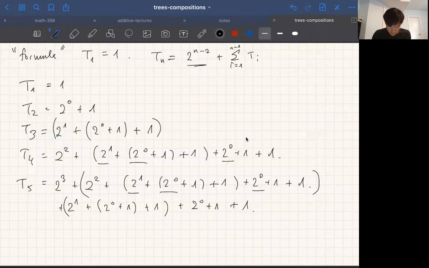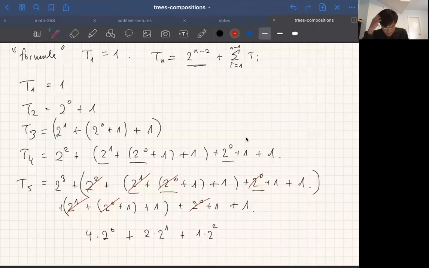Now, how many times does 2 to the 0 show up? 2 to the 0 shows up 4 times. Okay, this might be a pattern. 2 to the 1 shows up twice. 2 to the 2 shows up once. So let's cross all those out. And now how many 1s are there?